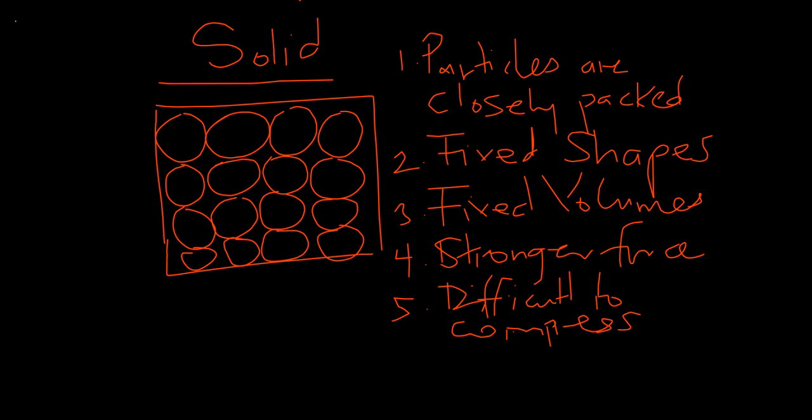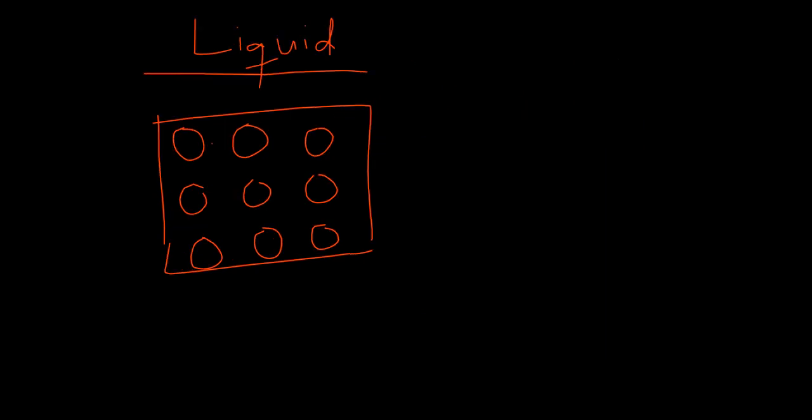Okay, so these are some of the properties of matter in the solid state. Let's quickly move on to liquid matter and look at some of the properties that liquid matter has. Here again, I've drawn the lattice structure of matter in the liquid state. You can see from the structure that the particles are a little loosely packed compared to those of solid state matter. So, one, particles are loosely packed.